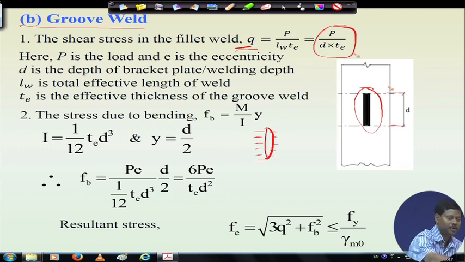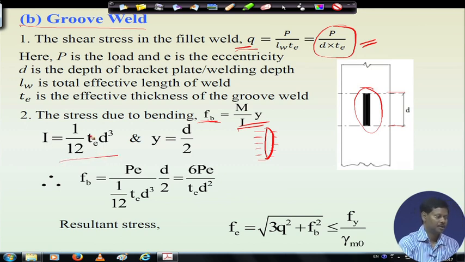So, Q we can find out from this formula, that is P by D into TE. Similarly, the FB, the stress due to bending, I can find out as M by I into Y, where I is equal to 1 by 12 into TE into D cube. Here remember that TE is the effective thickness of the group weld, right, and Y is equal to D by 2.